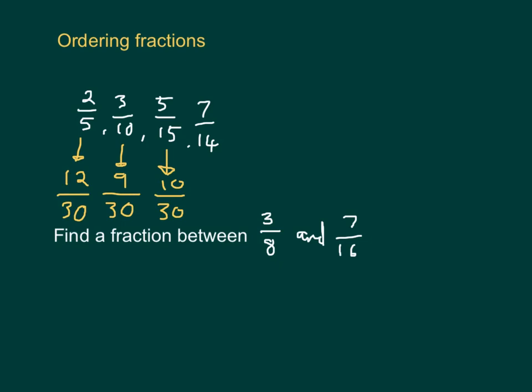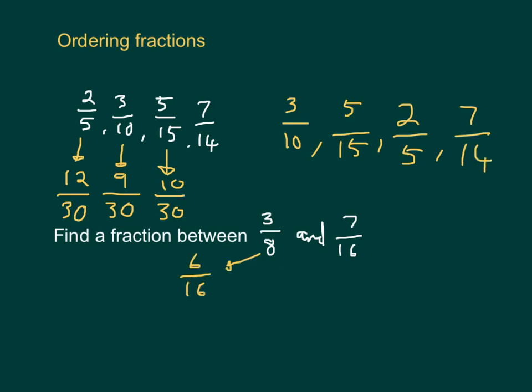If I make all 3 out of 30, I've got a way of comparing them, which I've done there. So, I know that the smallest one is 3/10. Then, it must be 5/15. Next, 2/5. And then my largest one, 7/14.